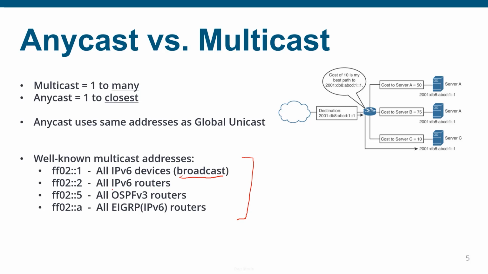::2 is all IPv6 routers. All routers that are capable of routing IPv6 addresses should be also listening on this multicast address. ::5 is all OSPFv3 routers. That is the OSPF protocol that is specifically for IP version 6, and ::A is for all EIGRP v6 routers. So all routers that are EIGRP routers for IP version 6.